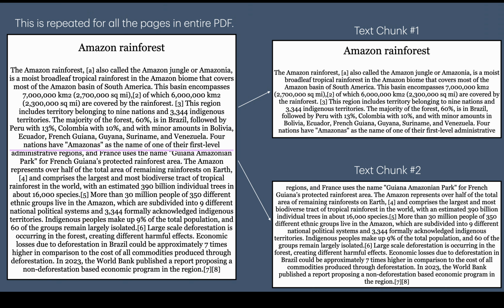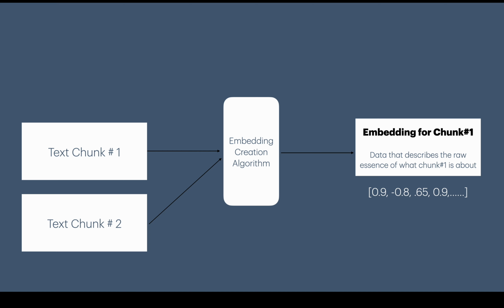Now there are some considerations over what an ideal length should be, and of course that's something we'll discuss later on as well. Once we have these text chunks, we then start to do a little bit of magic, and this is where things start to get really interesting. So we take each of these text chunks and we feed them into something called an embedding creation algorithm, and based on the name, as you guessed, this creates something called an embedding.